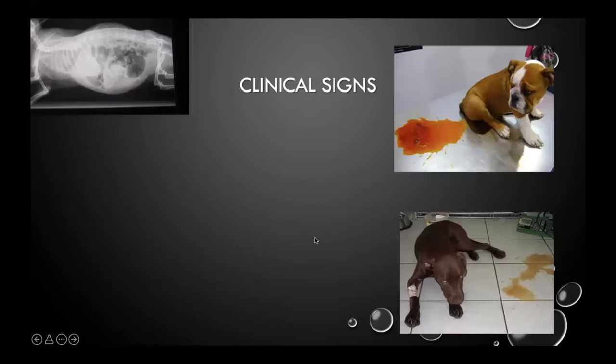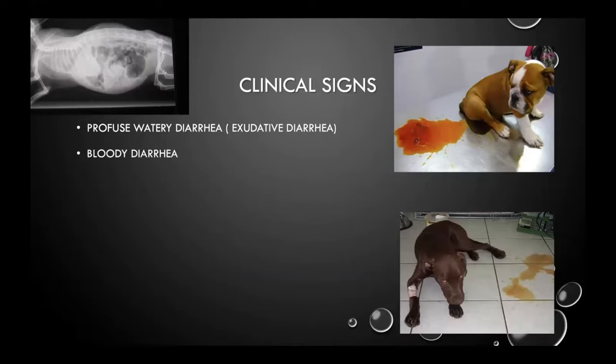So again, clinical signs. We're looking for that profuse, watery, exudative diarrhea. Remember that that's the one that's caused by the loss of lining of the GI tract. A lot of times the diarrhea has blood in it and it has a very pungent odor. Most people know the smell of parvo. It has a very specific smell.